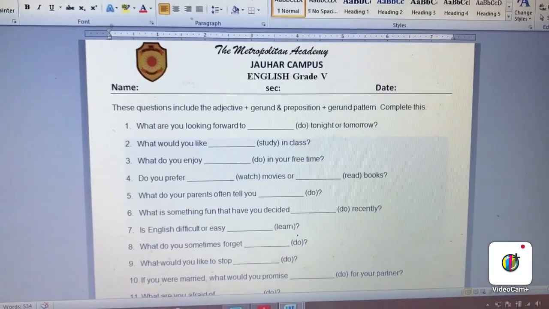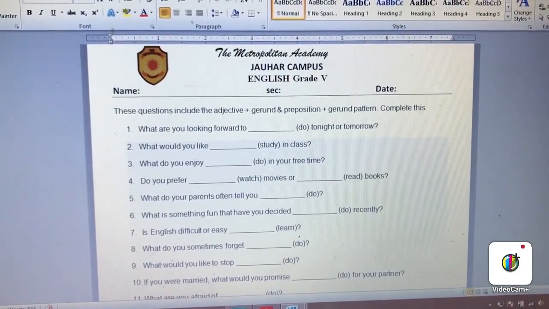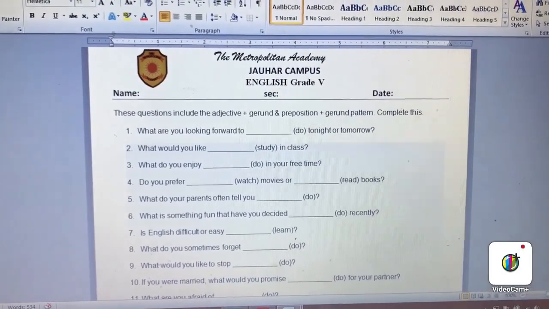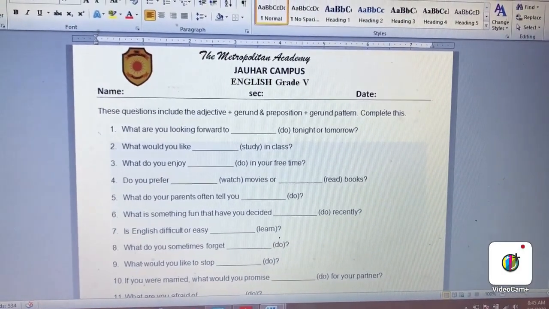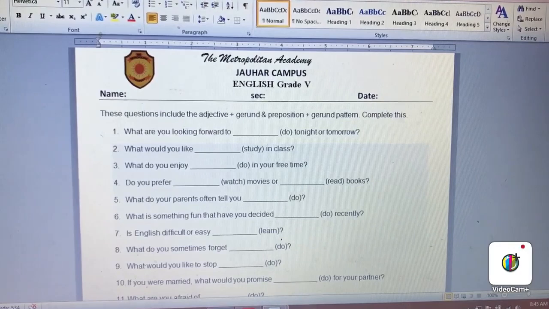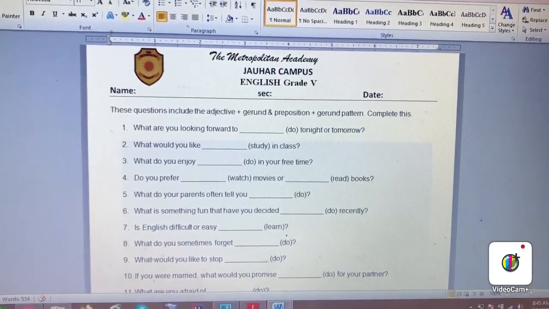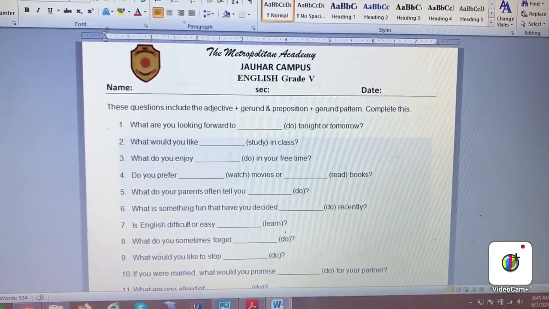There is one more exercise which is your assessment. Let's see how well you have understood this. I will share the images of these exercises and I will also share the link of this so you can also print these.